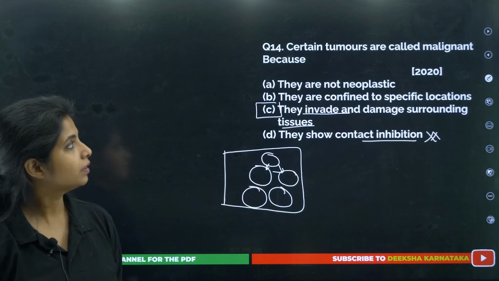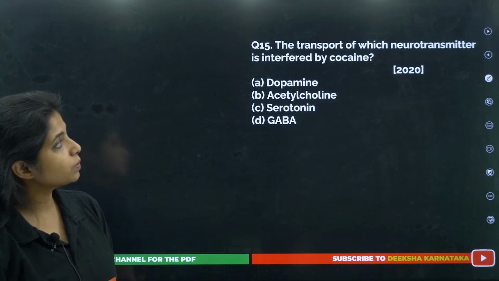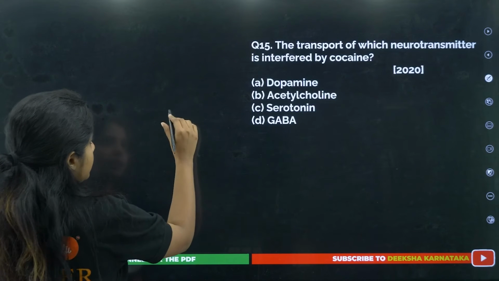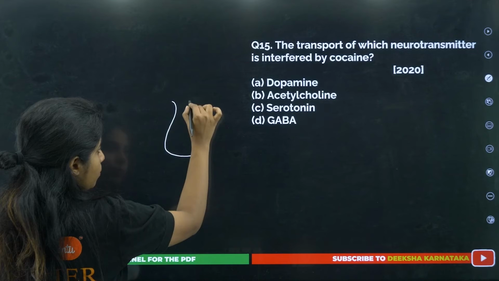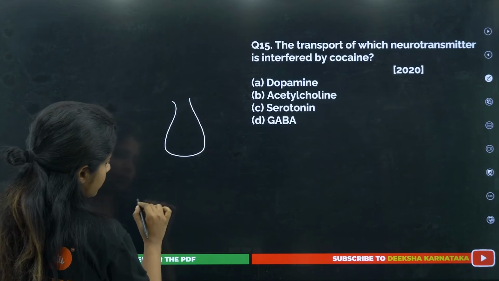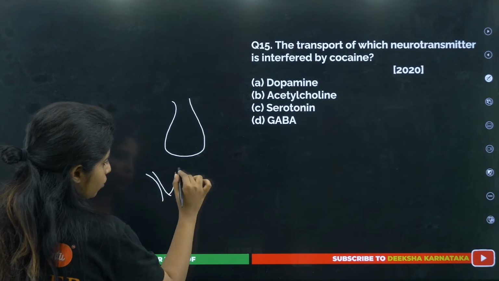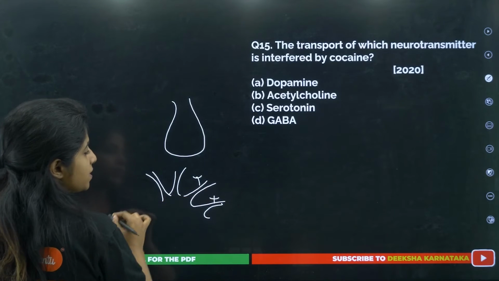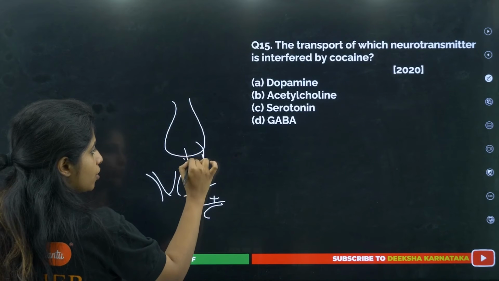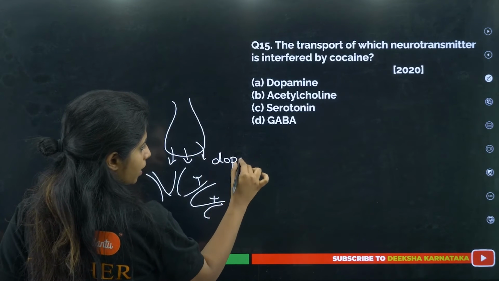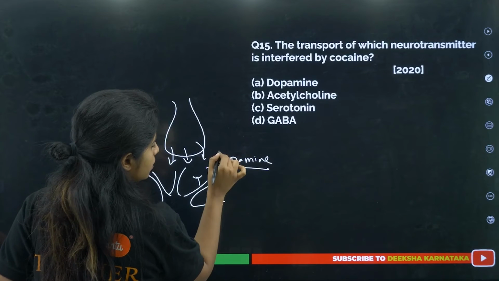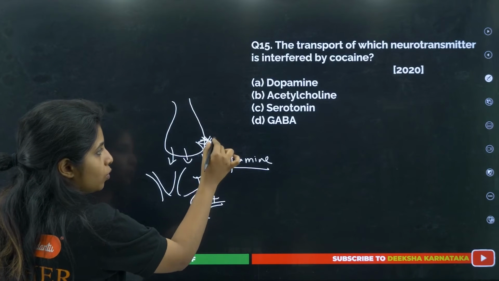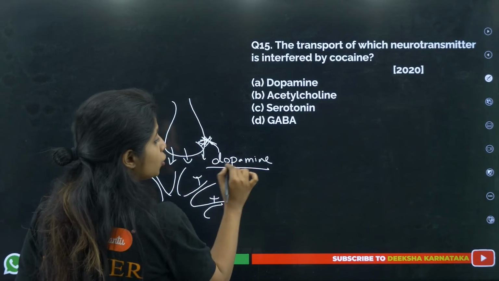2020 question. Next question. The transport of which neurotransmitter is interfered with by cocaine? So what happens is that at the end of a neuron, the synaptic knob, this is one synaptic knob, and then you have another neuron coming over here, and they have their receptors. Suppose a neurotransmitter is being released, which is known as dopamine. After some point of time, this dopamine will try to get back inside, but over here cocaine comes and blocks this pathway.